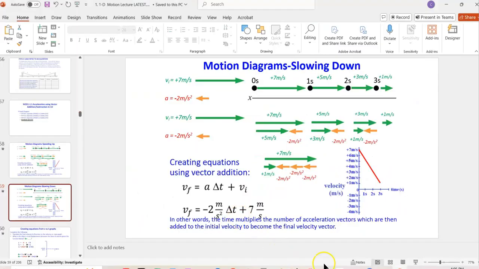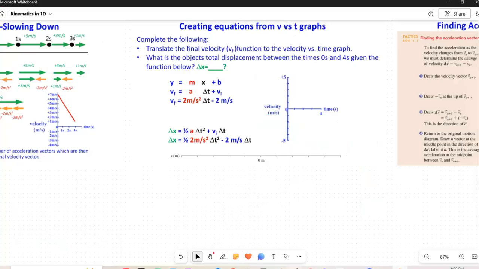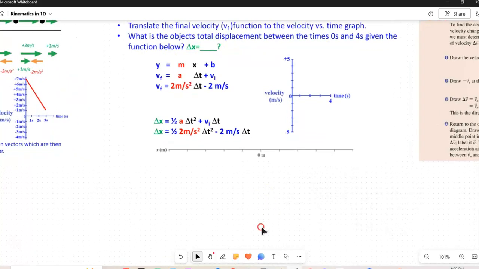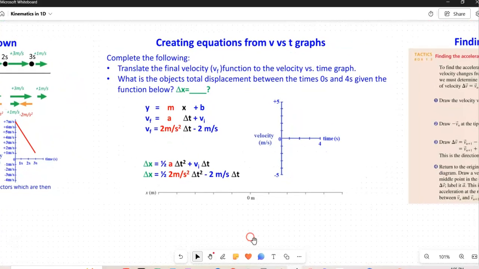Okay? Now, we're going to go to our little whiteboard here. I'm going to zoom in. So let's try this right now. Let's try to use these two equations to create a velocity versus time graph. And from that velocity versus time graph, we could figure out the displacement, and we could create a motion diagram. Okay? So let's try it.